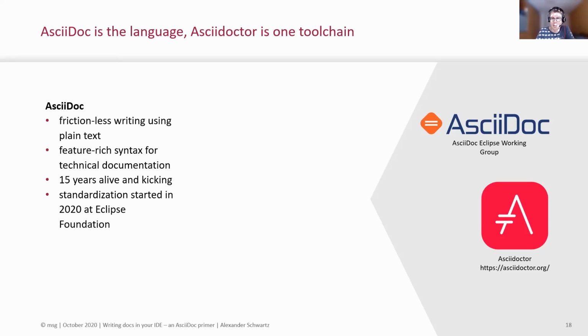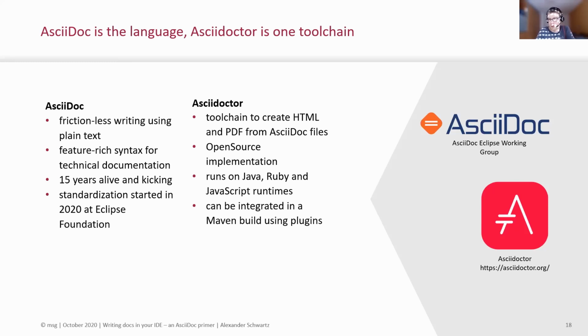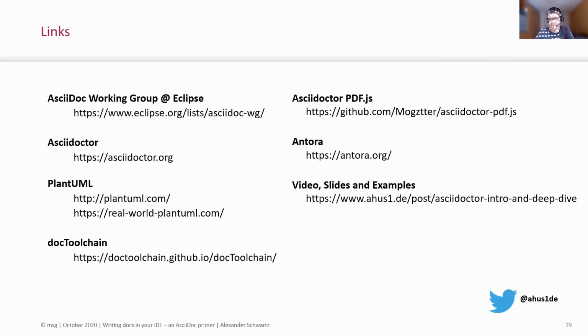Again, to remember, AsciiDoc is the language, and this is being standardized at Eclipse in the AsciiDoc Eclipse working group. There's also the link at the end. Please join the discussions here. The working group is still getting started. And Asciidoctor is the implementation. So that gives you a chance to create HTML, PDF, and everything else there is. These are the links. And I would say now, let's dive into the questions.